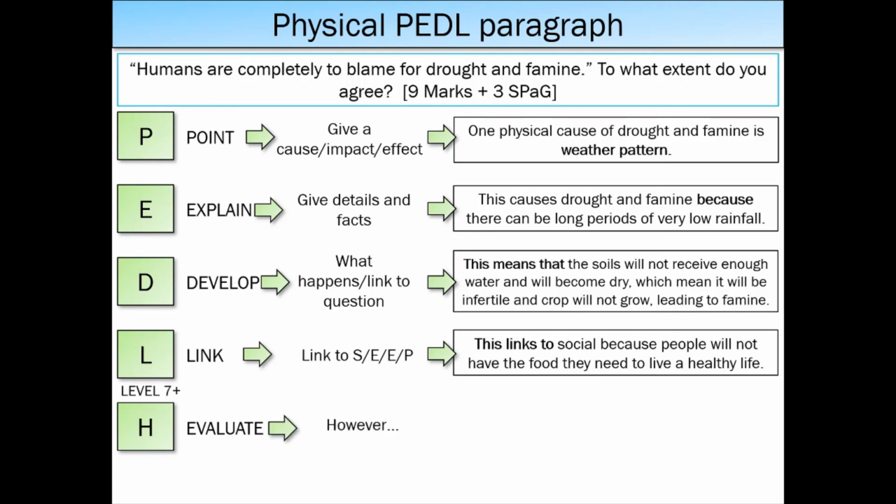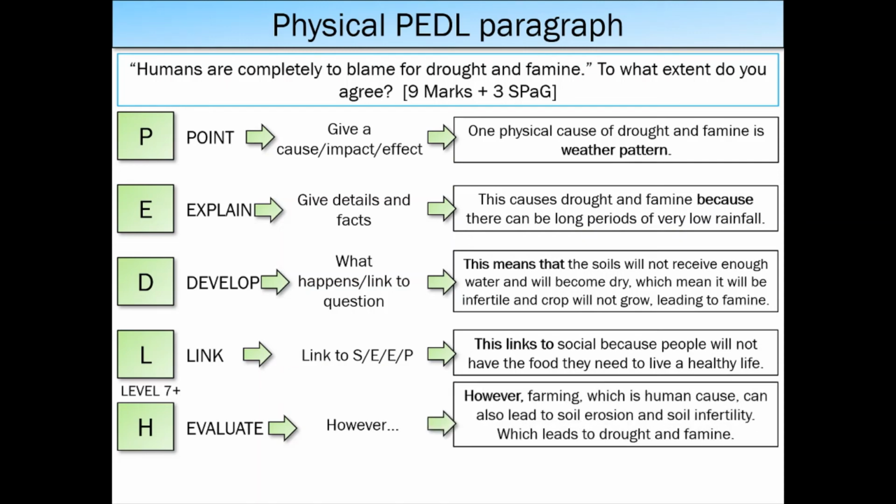So, however, farming, which is a human cause, can lead to soil erosion and soil infertility, which leads to drought and famine. And again, all I've done there is given another opinion, and that links to the question, and that would give you an extra mark in your 9-mark question.